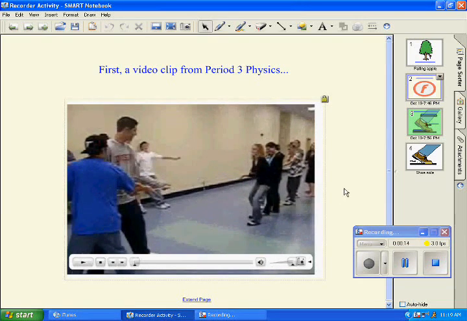To explain what happens here, I set up a tug-of-war between the boys on the left and the girls on the right. The only trick being that the boys were not allowed to wear shoes and the girls were. And we'll see what effect that has. So first we'll watch the clip and then we'll discuss what physics is.